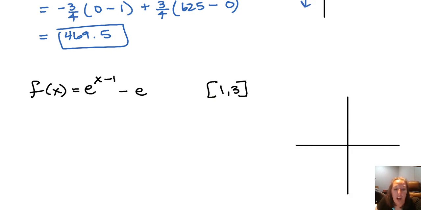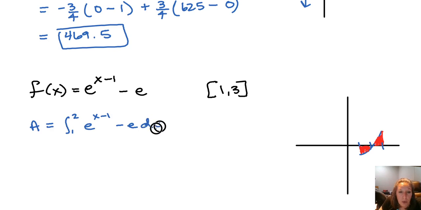Because when we sketch our graph between 1 and 3, it is an increasing function. It's negative between 1 and 2, and it's positive between 2 and 3. So our area here is going to be the integral from 1 to 2 of our function.